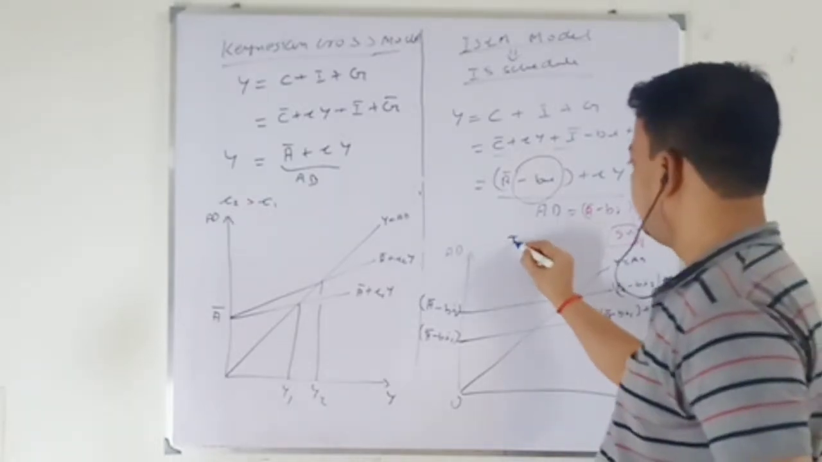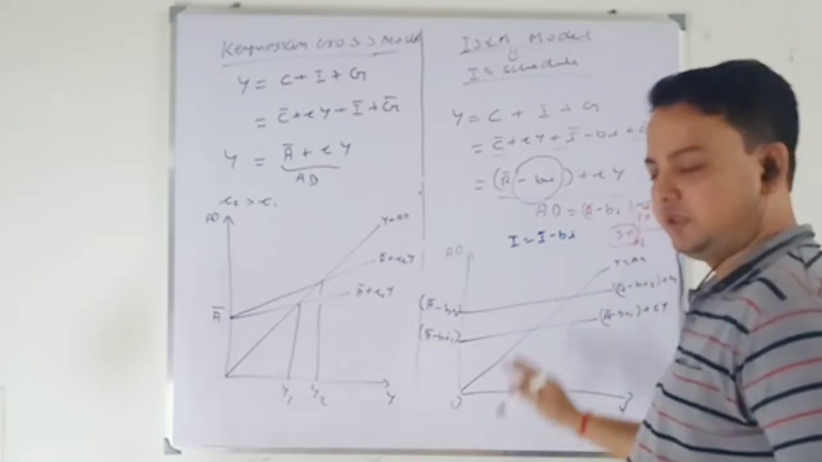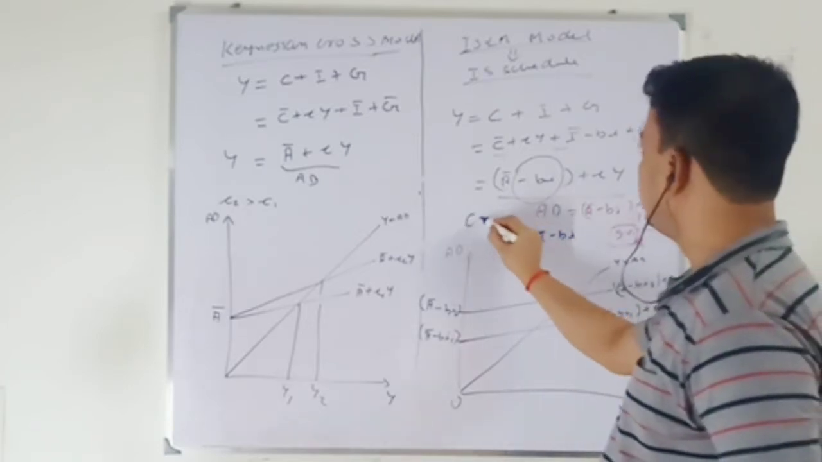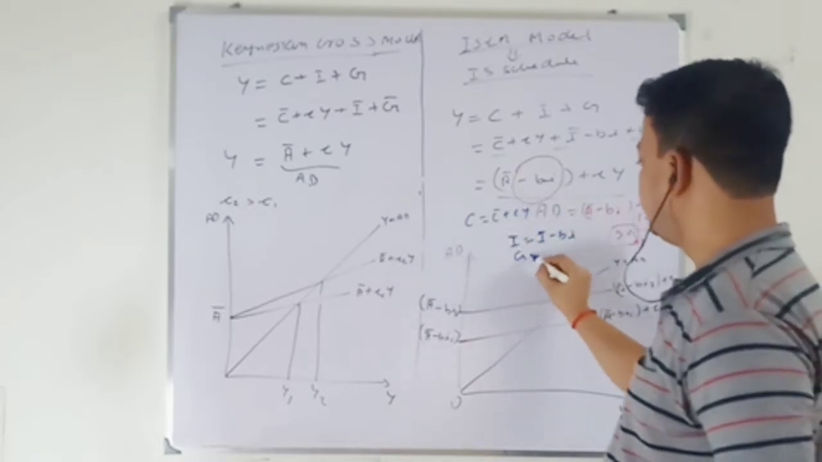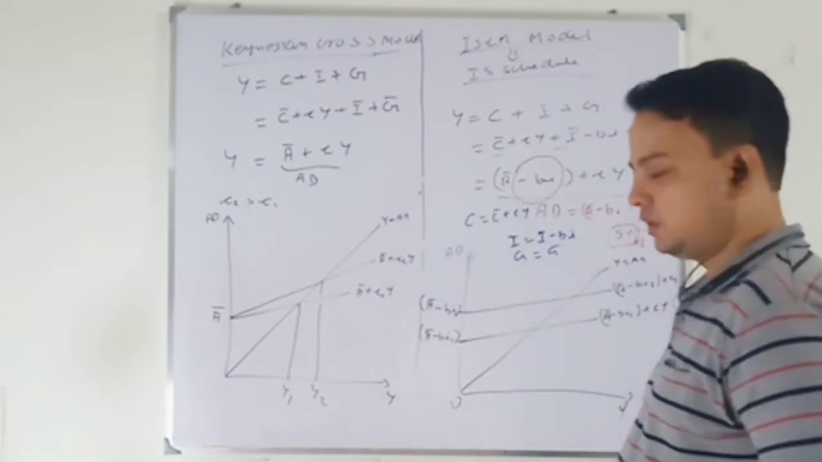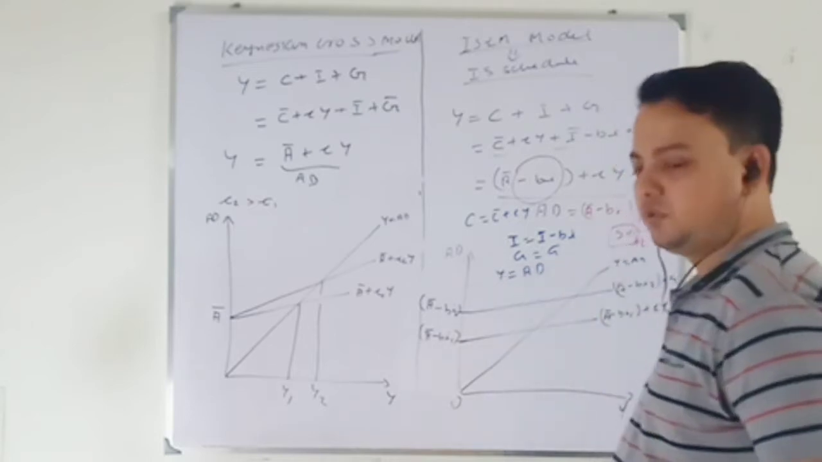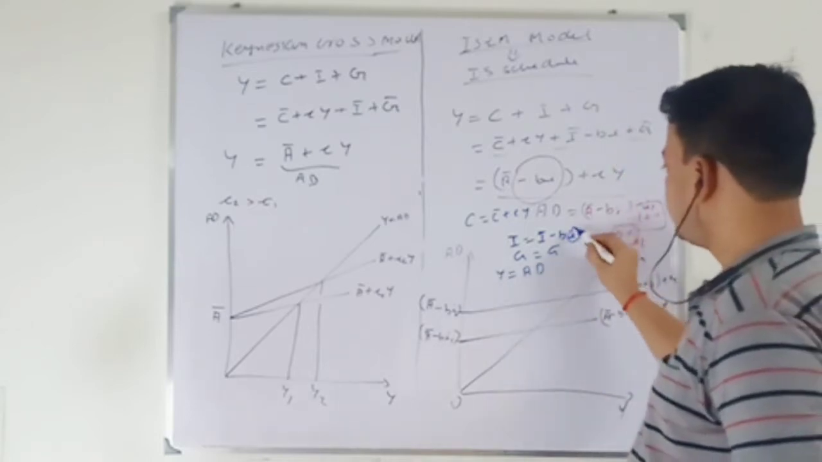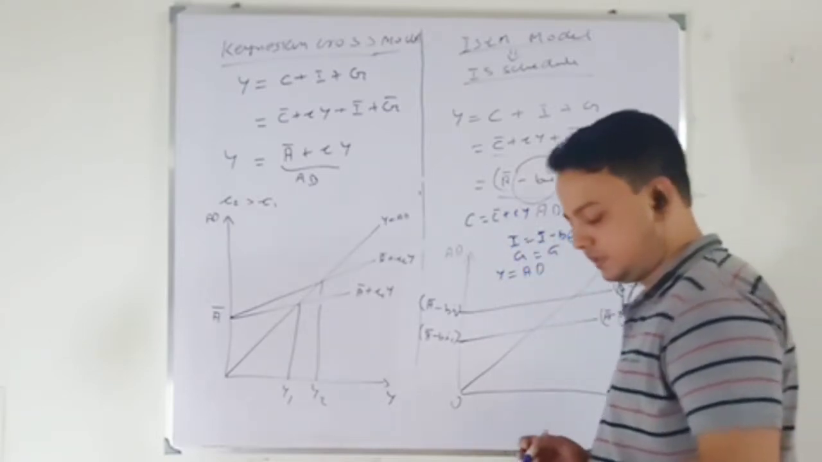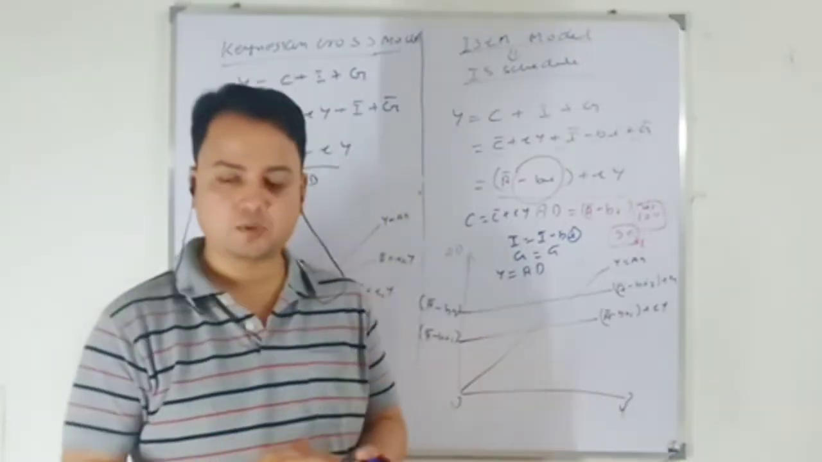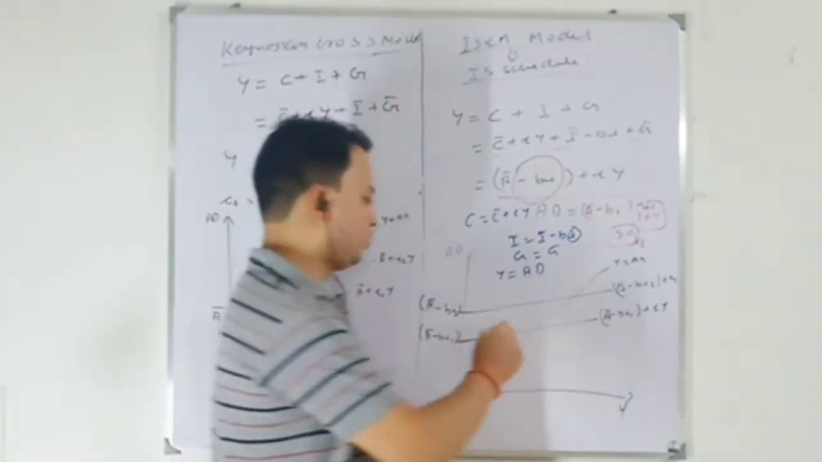Investment is I bar minus bI in this framework. Consumption in this simplified form is C bar plus small c y, and government expenditure is G equal to G bar. In equilibrium, I hope everybody knows Y equals AD. For different interest rates, I will have different investment. We have done this in the classical model also. Investment is the cost of capital stock. What is investment? Investment is addition to the capital stock, right?